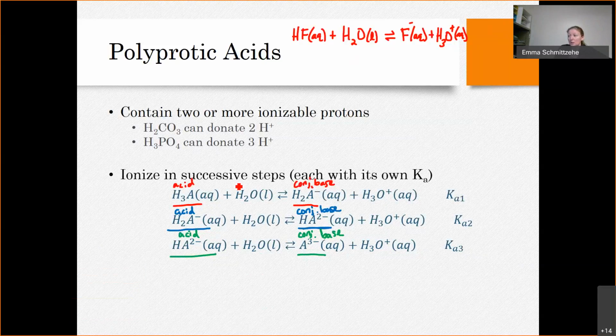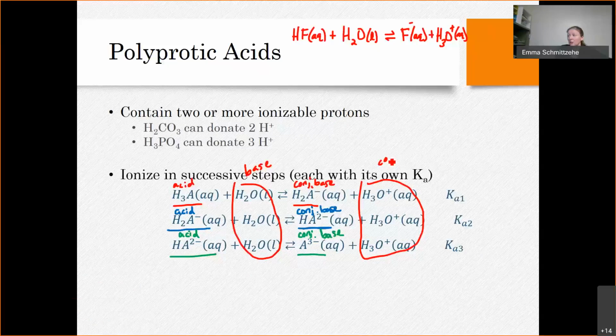So these are actually our base in all of those reactions. And these H3O pluses, those are our conjugate acids, okay? And so those are all Bronsted-Lowry acid-base reactions. And so you have a reaction with water, and it's actually an equilibrium. And so it has an equilibrium constant associated with it.